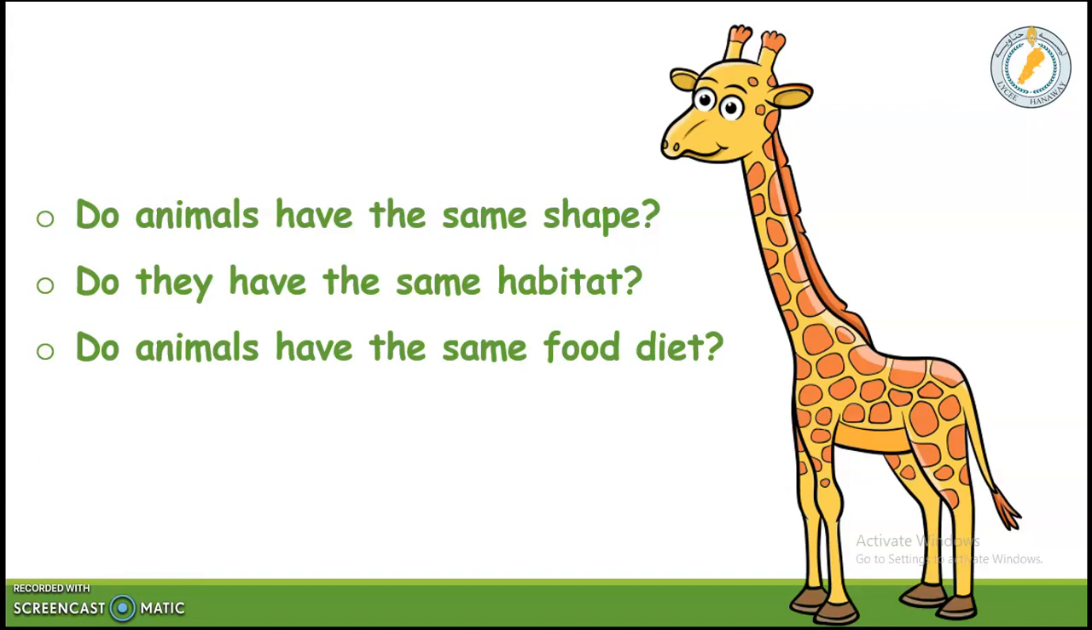Other animals live in both, like the crocodile. It can live in water and it can live on land. So they have their own habitat. And other animals, like the bird, for example, they fly. The bird flies in the air. So they have different habitats.